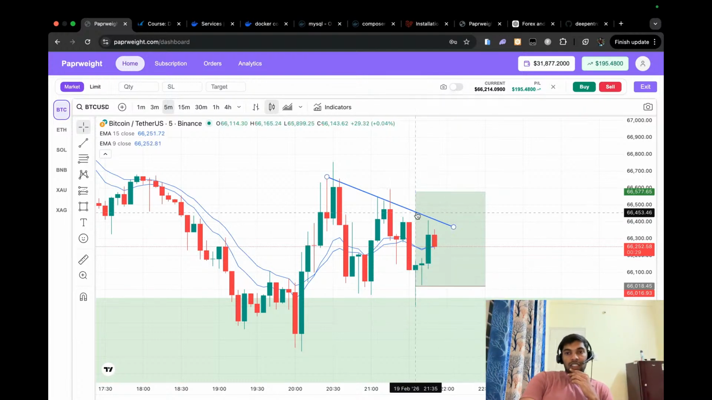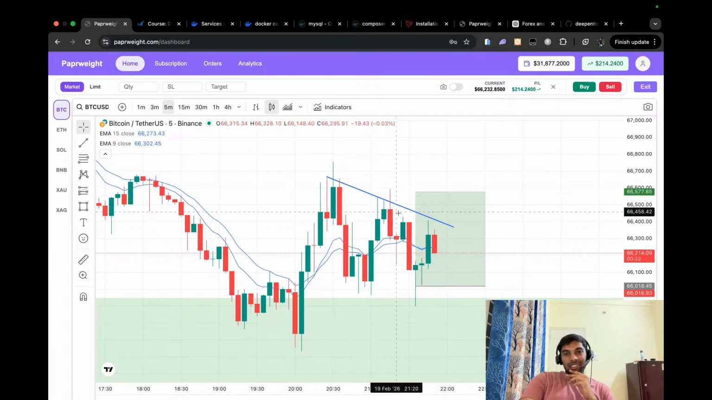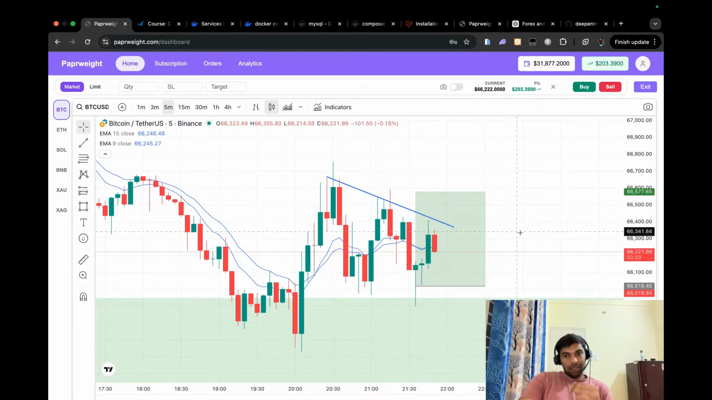So we can see that in price action, Bitcoin is facing the upper trend rejection and is reverting.